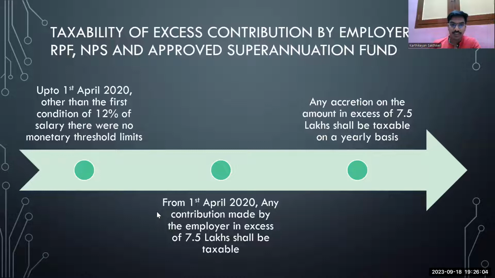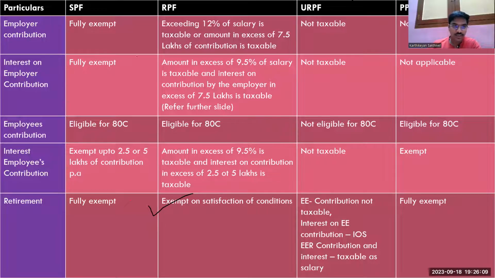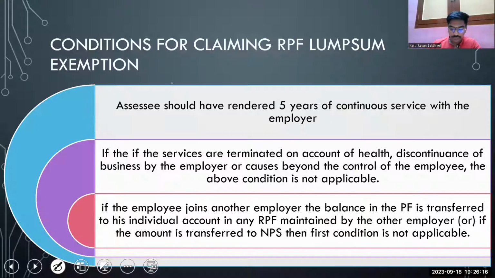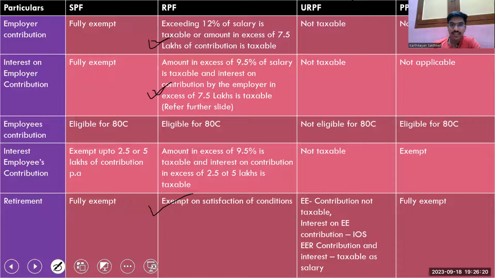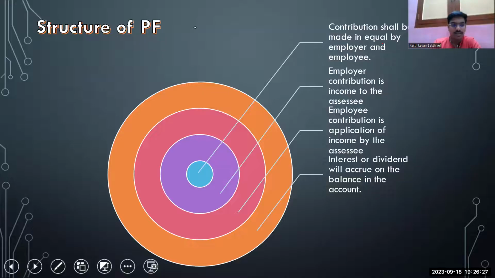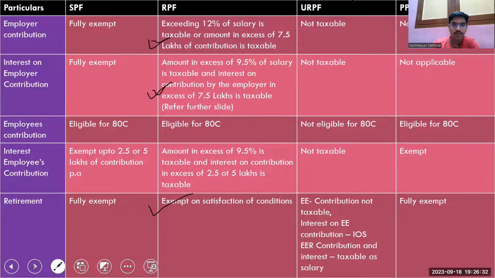Now we'll go to the next point. So the next point we are going to discuss, we are just going to take number 1 and number 2. We are going to look at both of these. See, until 1st of April 2020, if you look here, only this condition was there. Exceeding 12% of salary alone was taxable in the hands of the employee. Only this point was there. Exceeding 12% of salary is taxable.